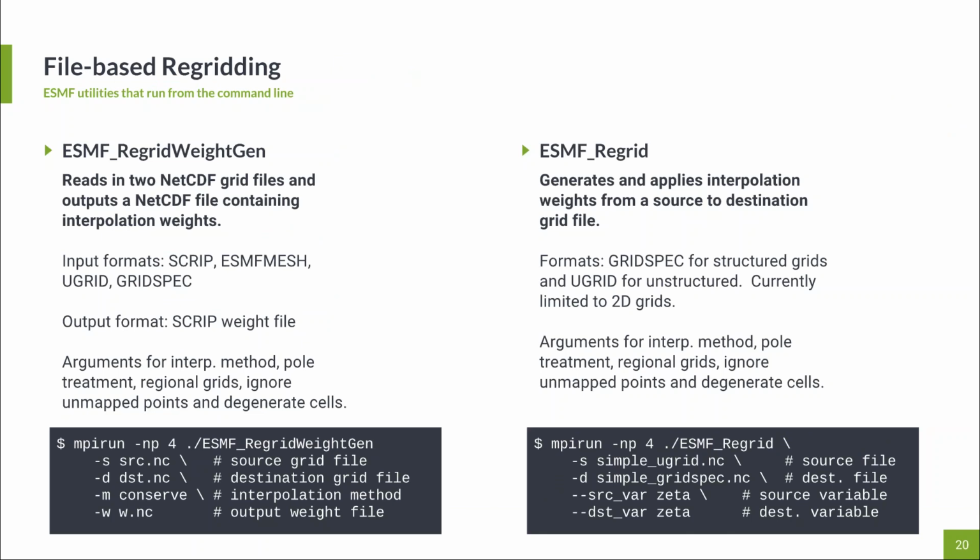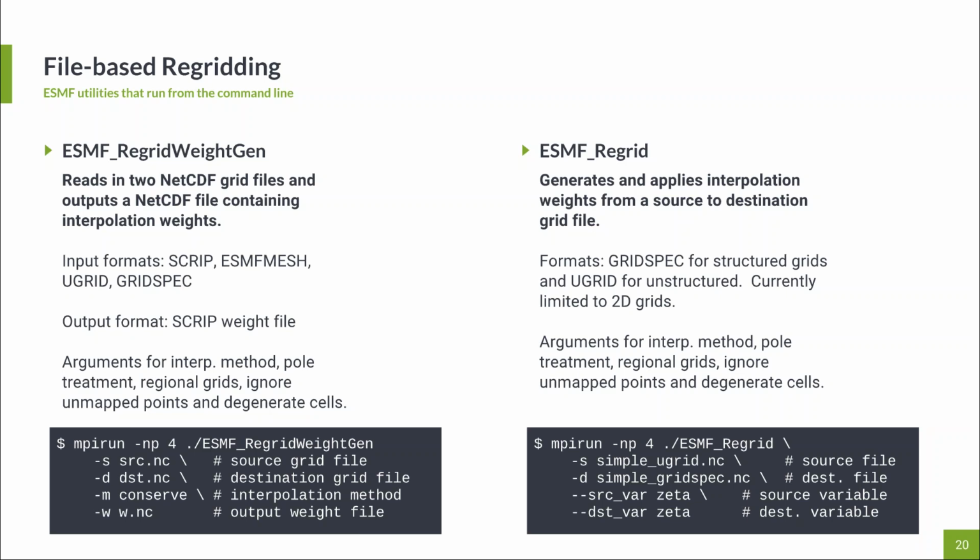And then for the file-based regridding, in our last release, we have these two command line utilities which are installed with ESMF. The first one is ESMF regrid weight gen, and this reads in two netCDF grid files and outputs a third file that has the interpolation weights. The output format is a widely known and used format called SCRIP. And so you can then take that weight file and essentially do with it what you want. You can read that in and apply the weights.